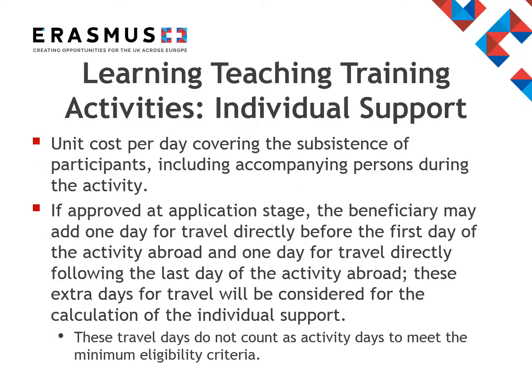For individual support, the unit cost per day covers subsistence of participants, including accompanying persons during the activity. If approved at application stage, the beneficiary may add 1 day for travel directly before the first day of the activity abroad, and 1 day after the last day of activity. These extra days will be considered for the calculation of individual support.